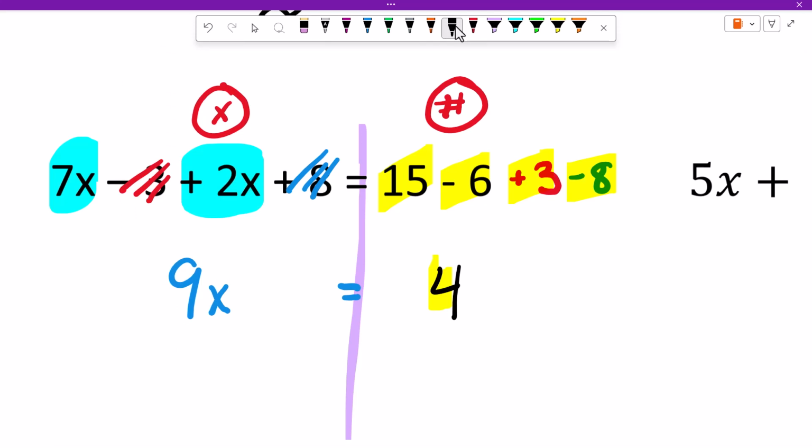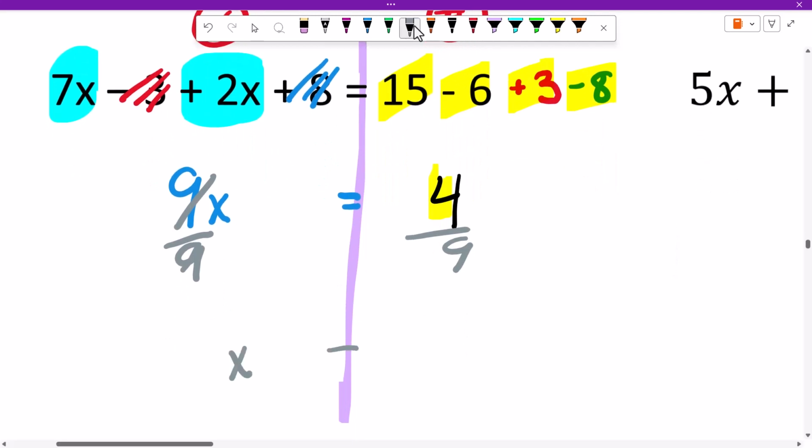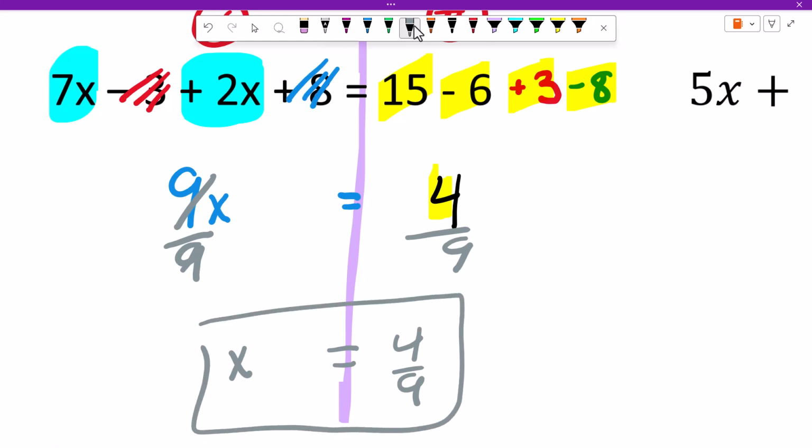All right. Now, how do we get rid of that 9? Divide. So, divide by 9 here, divide by 9 here, and we have x is equal to 4/9. Okay. Now, there is one more strategy I want to show you.